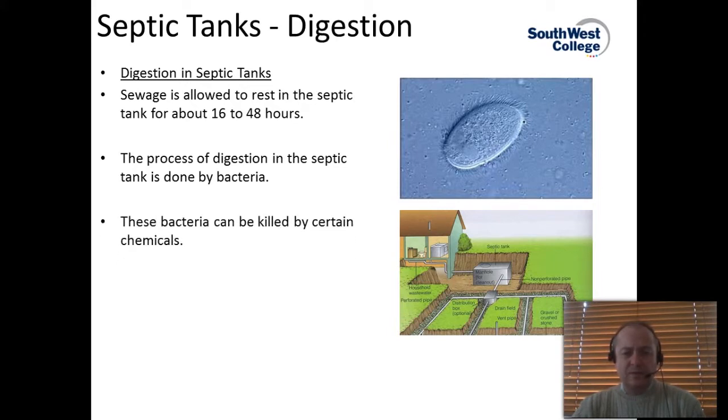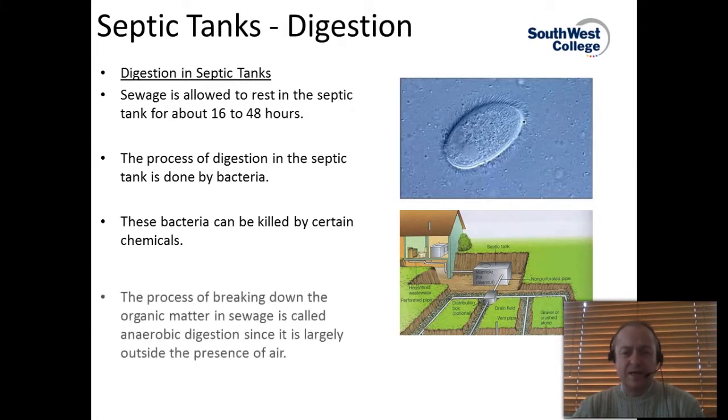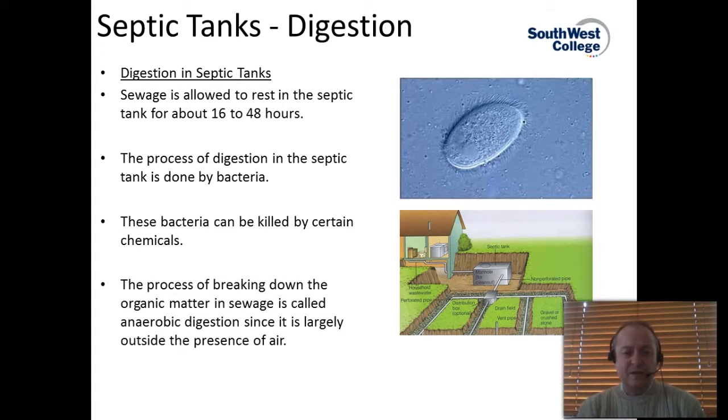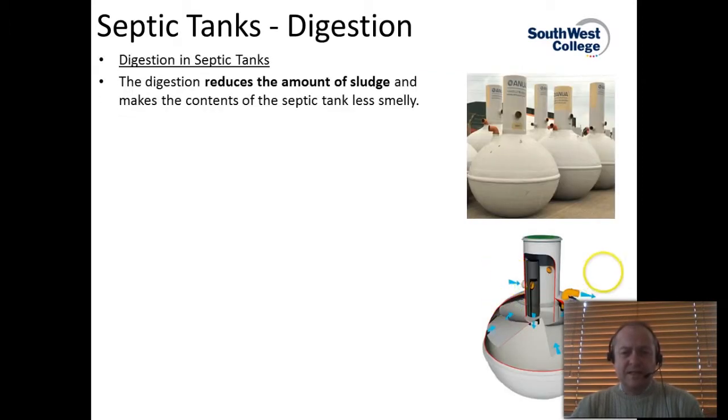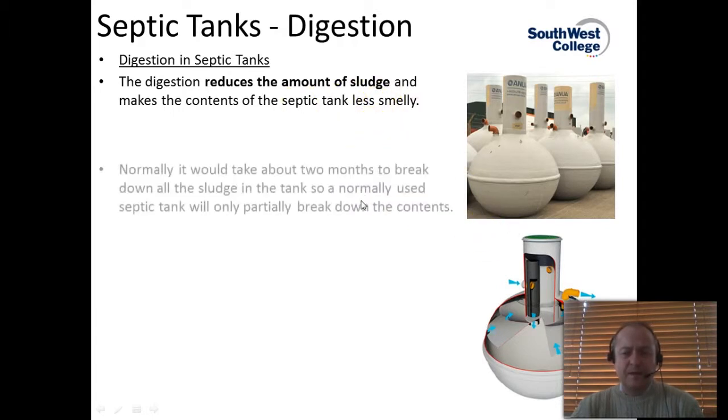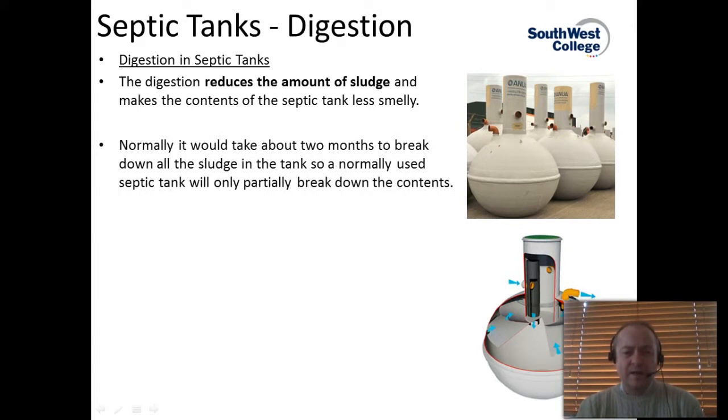In the septic tank, you also need to take care that the bacteria that undertake the digestion can be killed by certain chemicals. The process of breaking down the organic matter in the sewage is called anaerobic digestion, since it largely occurs outside the presence of air, and air is not required. Typical septic tank designs you can see on the right here. This would be your traditional type of septic tank design. The digestion process reduces the amount of sludge and makes the content of the tanks less smelly. That's the process that the bacteria contribute to. Normally it takes about 2 months to break down the sludge in the tank.